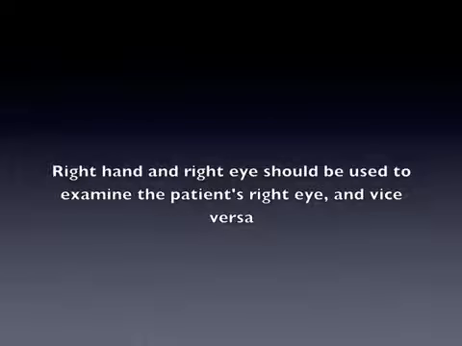When examining the patient's right eye, the observer should hold the ophthalmoscope in his right hand, with the right forefinger controlling the dial, and vice versa for when examining the left eye.